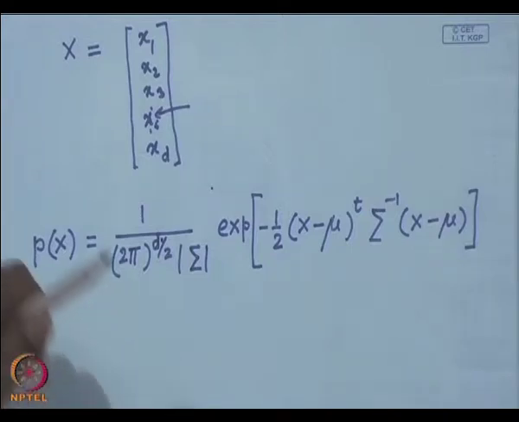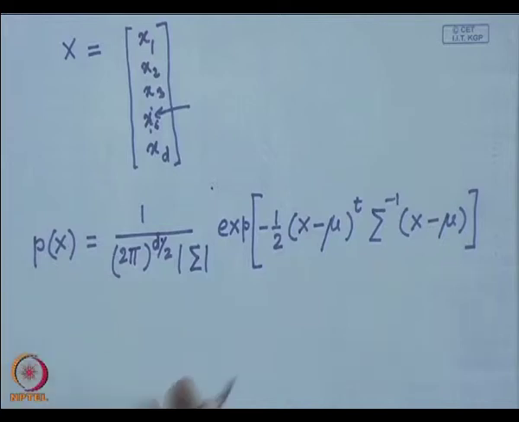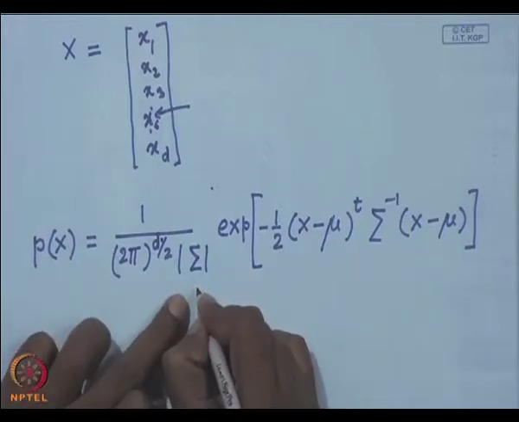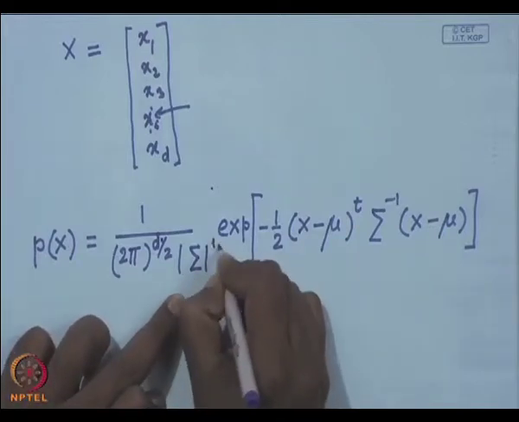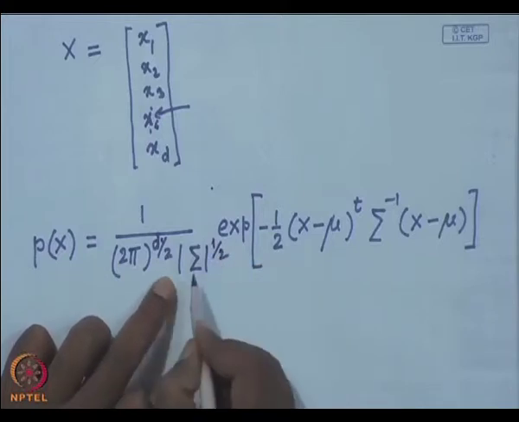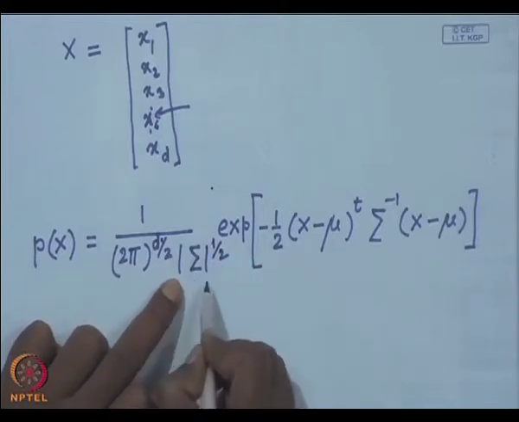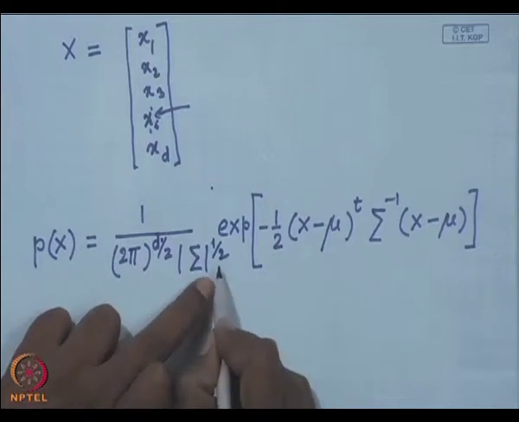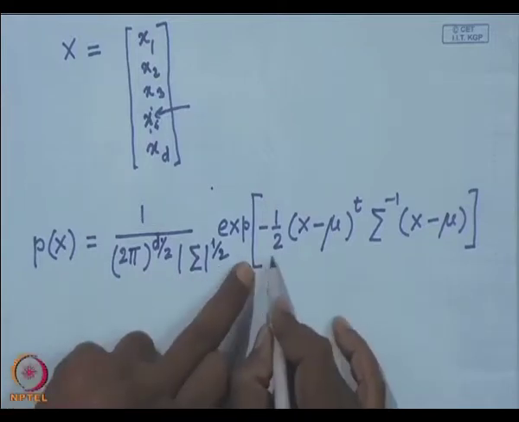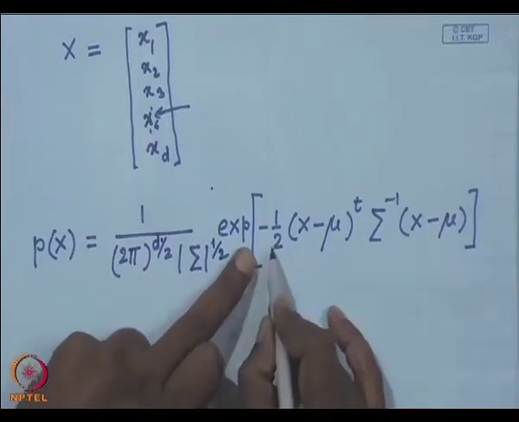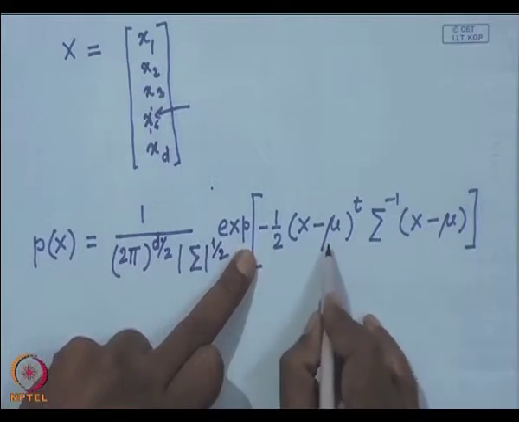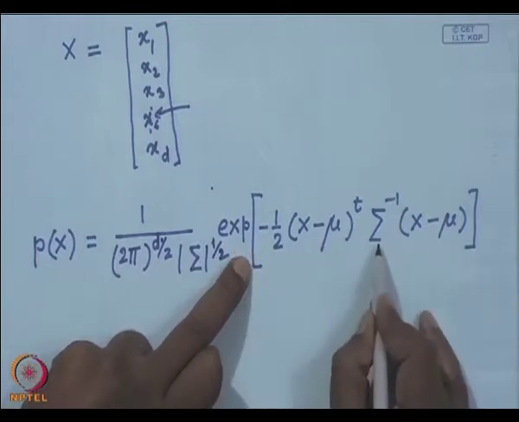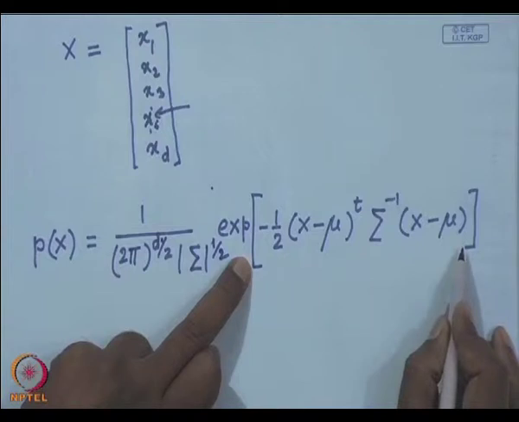And this sigma is nothing but the covariance matrix. Sorry, this will be this to the power half. So, I have to take the determinant of the covariance matrix and the square root of that, and within this exponentiation I will have minus half into x minus mu transpose sigma inverse x minus mu.